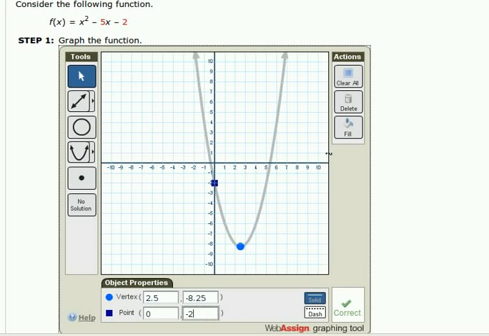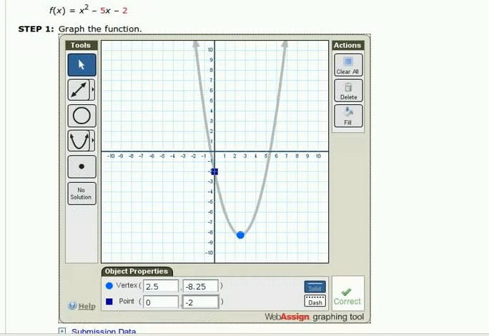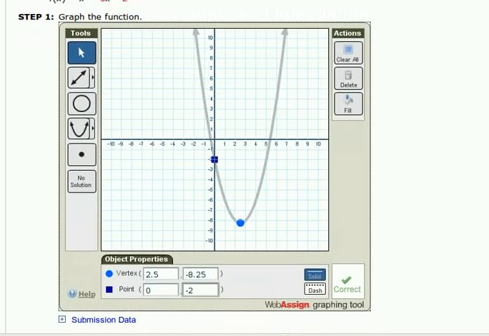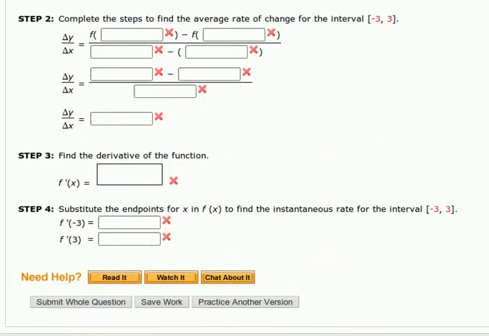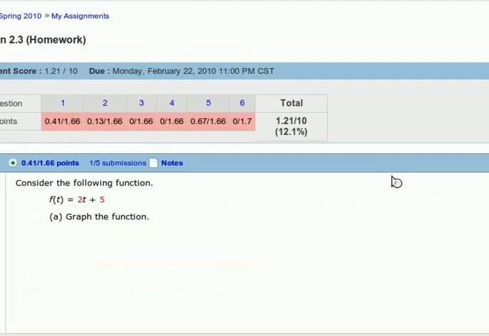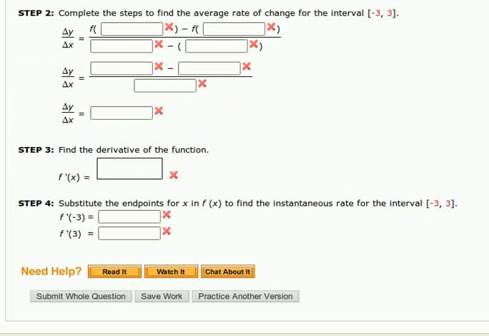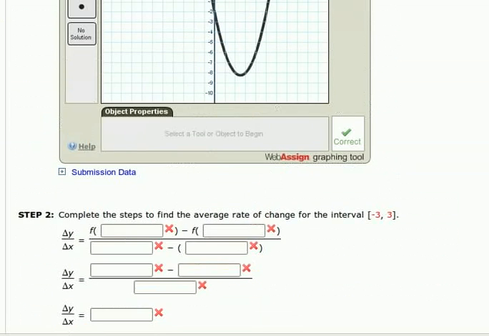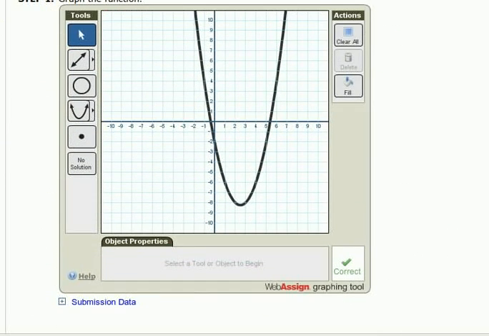So I've got my point, I've got my vertex. That looks good. Go down here, and I will submit the whole question just to see how we did on the graph. And let's cross our fingers. Well, I think we must have gotten something right there. It's only a small part of the problem, but if you look at the parabola, it says yes, it is correct.